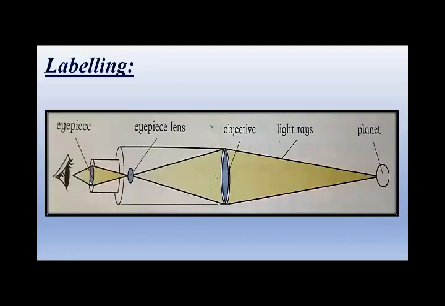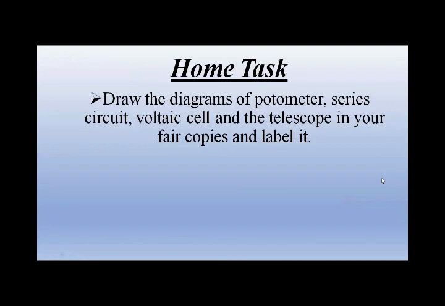This one is the eyepiece lens. We are using two types of lens in the telescope. The first one is the eyepiece lens, and the next one is the objective lens. These are the light rays, all the light rays, and at the end of this diagram there is a planet. Planet means what we want to see in this telescope, so there is a planet or moon.